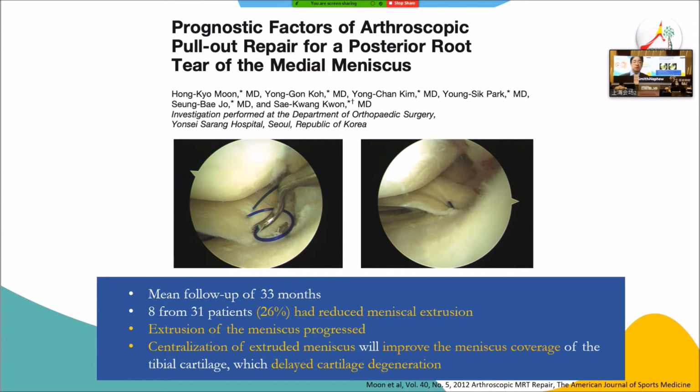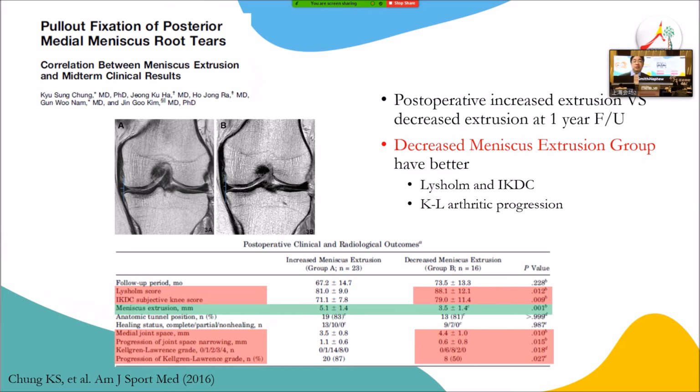Centralization of the extruded meniscus will improve the meniscus coverage on the tibia. That protects the cartilage and delays cartilage degeneration. Another article on pull-out fixation of posterior meniscus root tear found that if you can reduce the meniscus extrusion, they have better knee scores, like the Lysholm score, IKDC score, and KL arthritic progression.